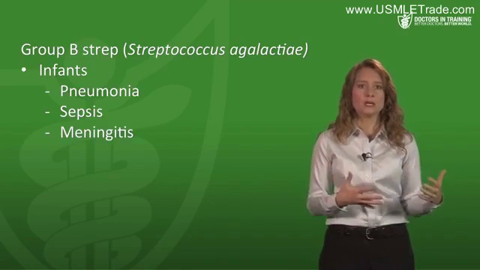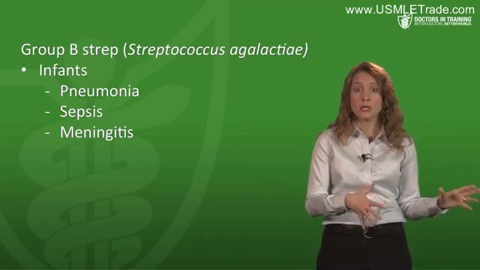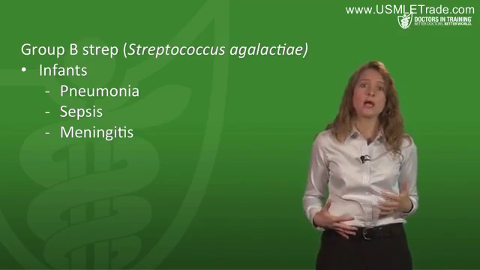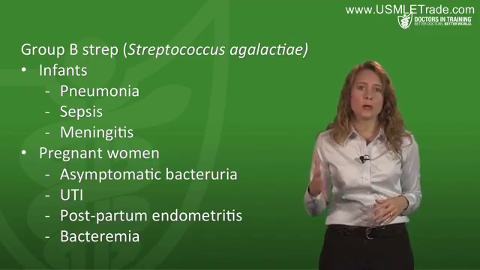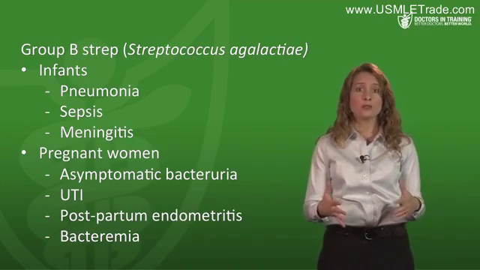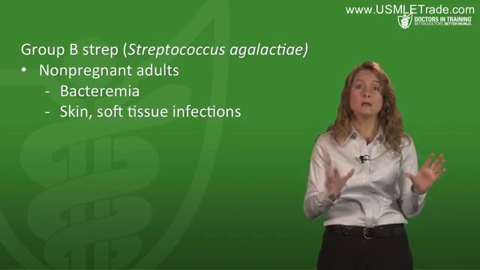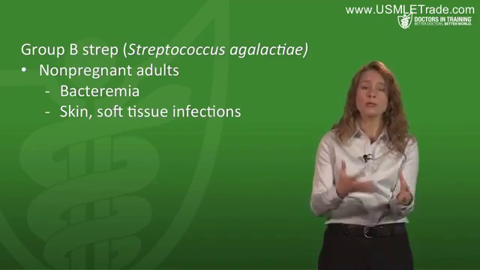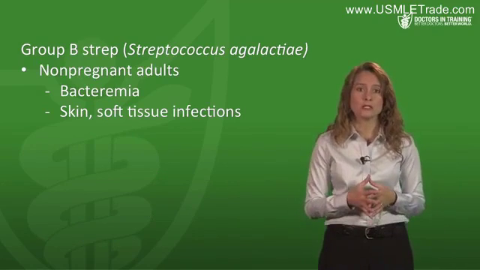It causes pneumonia, sepsis, and meningitis in babies, especially in those whose mothers were colonized with Group B strep in their genitourinary tract. In pregnant women, Group B strep can cause asymptomatic bacteriuria, urinary tract infection, postpartum endometritis, and bacteremia. In non-pregnant adults, we frequently see Group B strep in bacteremia and in skin and soft tissue infections.